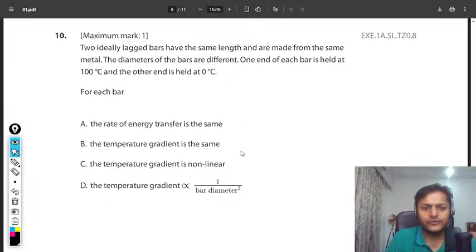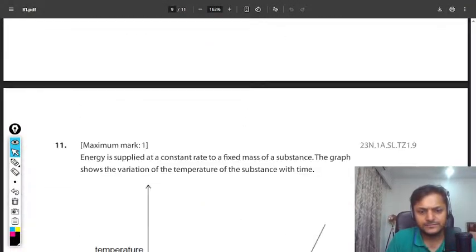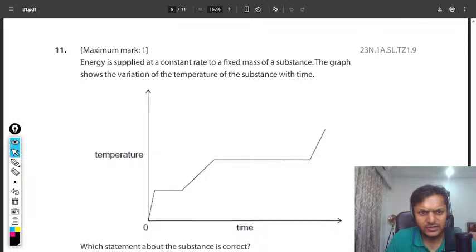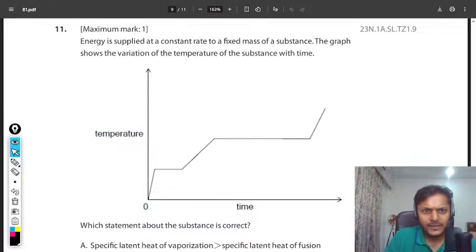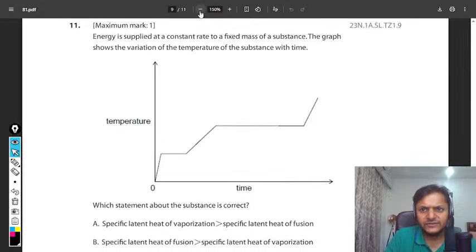Question number 9 out of the total 10 questions. Yeah, this question is a bit tricky, but it is very important.